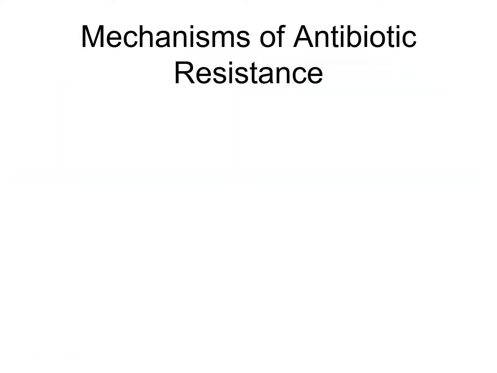Antibiotic resistance is an important issue in modern medicine. Penicillin was the first antibiotic that was discovered, and that was discovered about 75, 80 years ago. And since that time, penicillin is now rarely prescribed because most bacteria have become resistant to it. And this doesn't just happen with penicillin, this happens with all antibiotics.